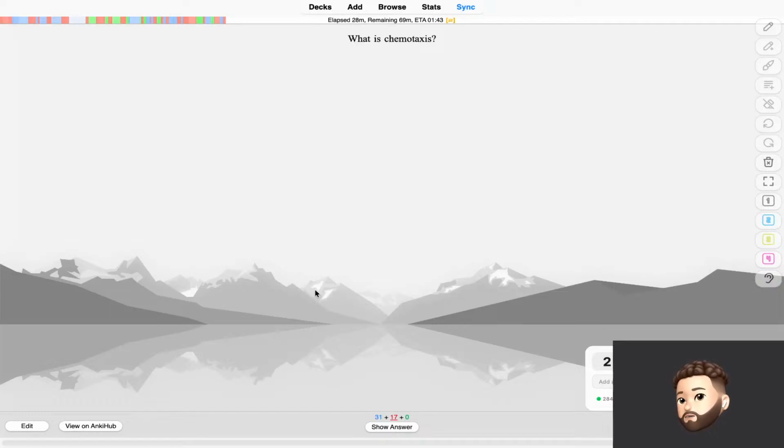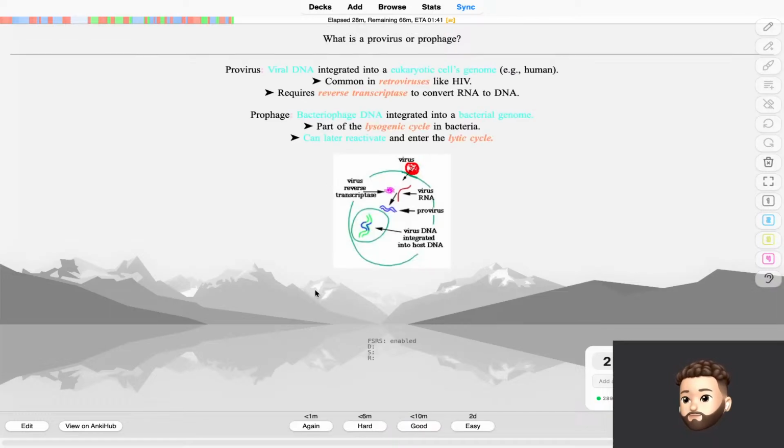What is chemotaxis? The ability of a cell to detect and move away from or to chemical stimulants. What is a provirus or prophage? It's like the offspring virus. Oh, there are different things. Provirus is viral DNA integrated into a eukaryotic.